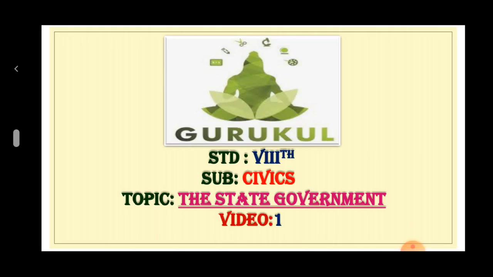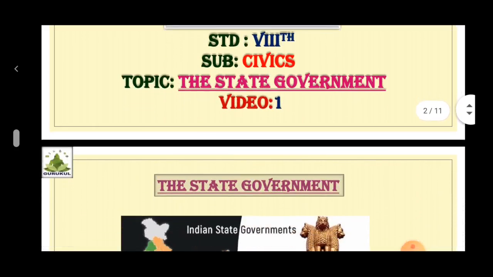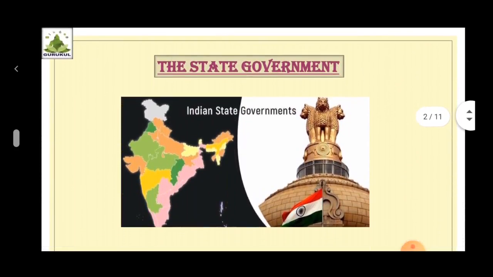What happens, students? In the federal system, the government exists at two levels. Federal, that is the central government, works at the national level, and the state government works at the regional or state level. Let us know the background of the state government.